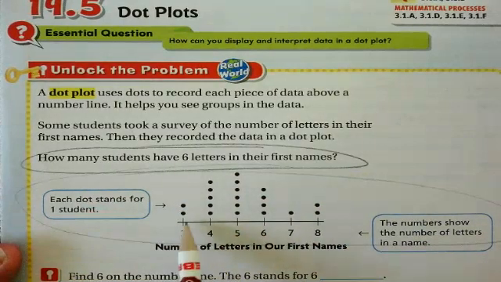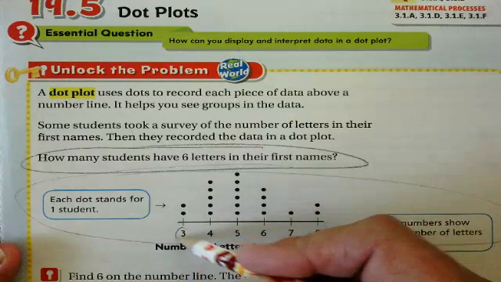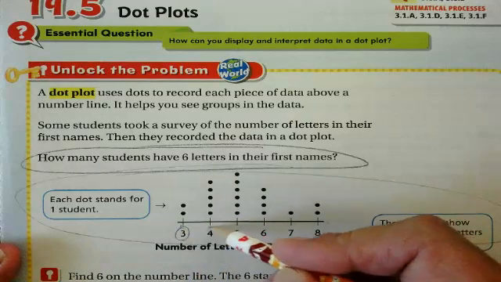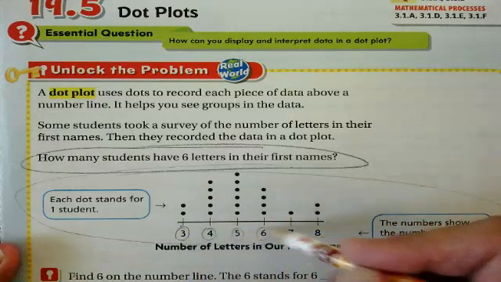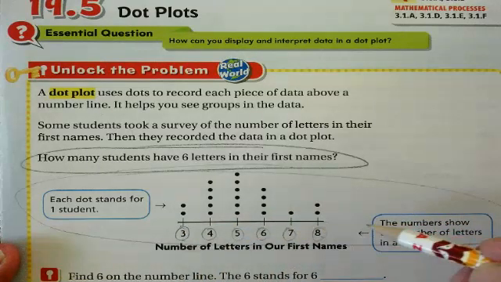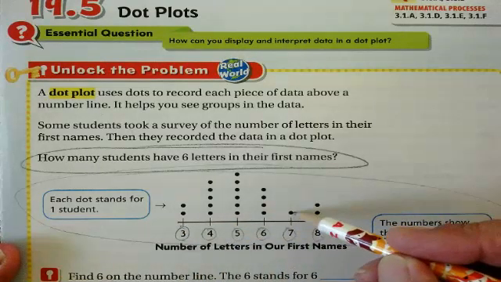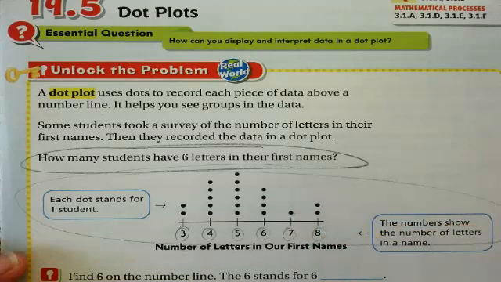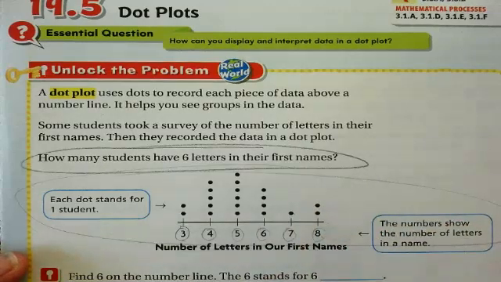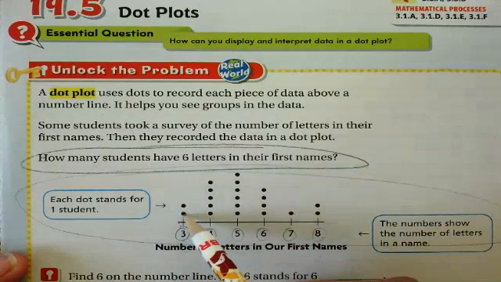So we know that a dot plot uses a number line. And in this one, it goes from 3 to 8. What do these numbers stand for? Well, that would be the number of letters in our first names. So this means you have 3 letters in your first name, 4 letters, 5 letters, 6 letters, 7 letters, 8 letters. So if I was on this chart, I would be the 7 letter. My first name has 7 letters in it, so that would be my dot. The dots above is how many students have that many letters in their first name.